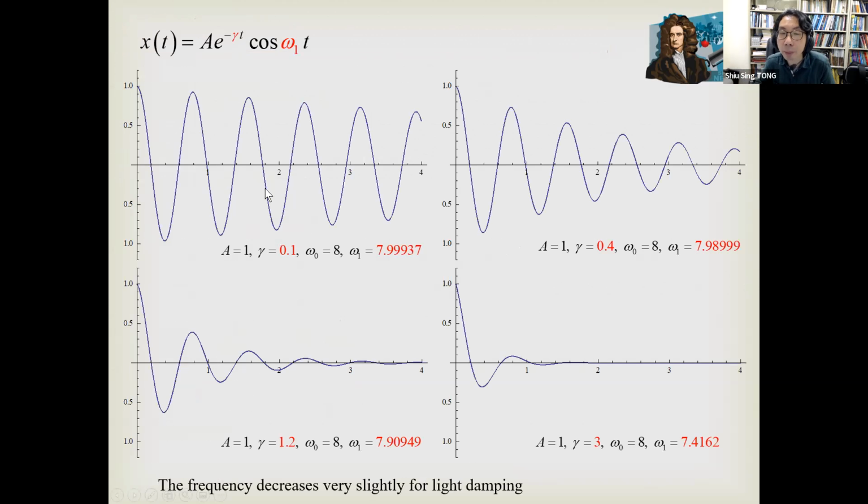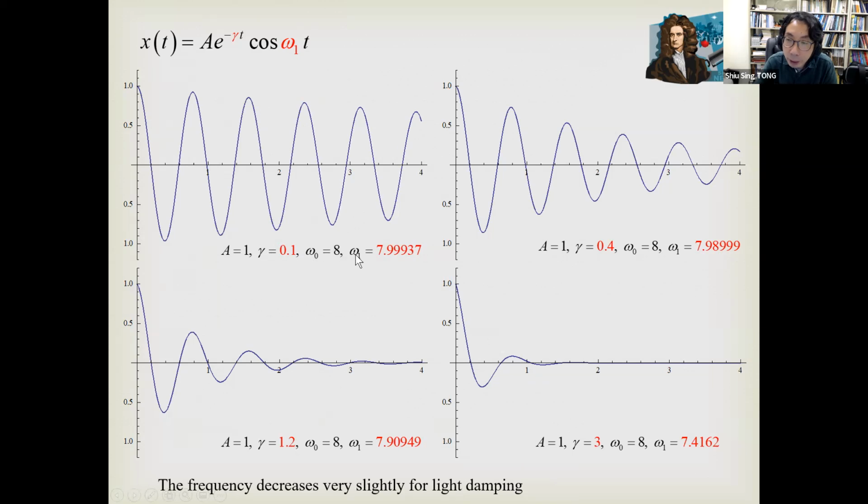Now here is a numerical example in order to make things concrete, not so abstract. Let us take, for example, the undamped frequency omega naught to be 8. So I plot the graph with gamma equal to 0.1. Now 0.1 is a small damping; it is small compared with 8. Now what is called small damping? The gamma should be much smaller than omega naught. That is called small, or light, damping, right?